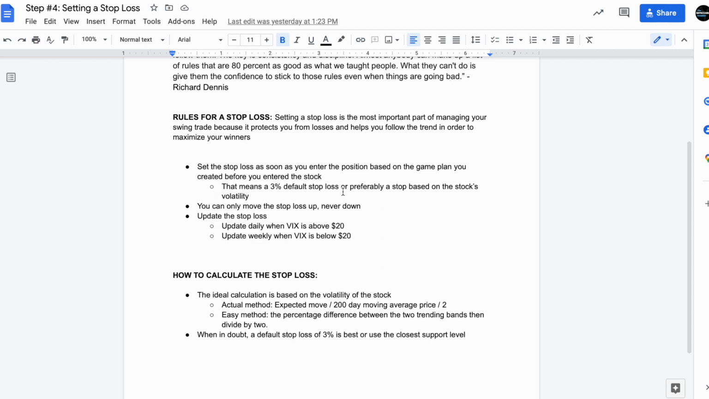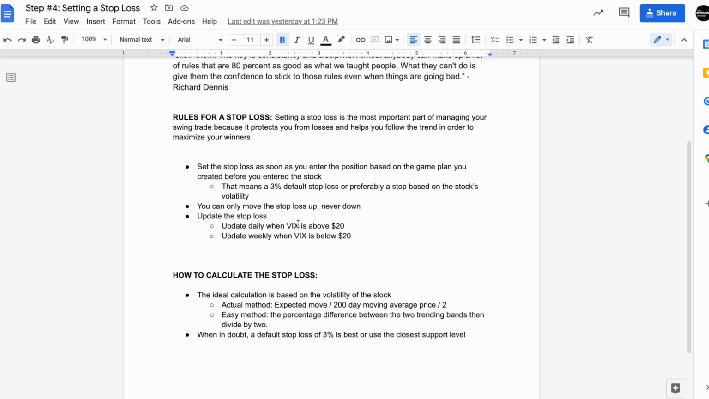Now again, if you're wondering how to develop a stock game plan, that is coming in one of the next lessons, so stay tuned. And also I'll show you how to calculate the stop loss. You can only move the stop loss up, never down. So never ever move your stop loss down. A stop loss can only move up. And you update the stop loss based on this set of criteria.